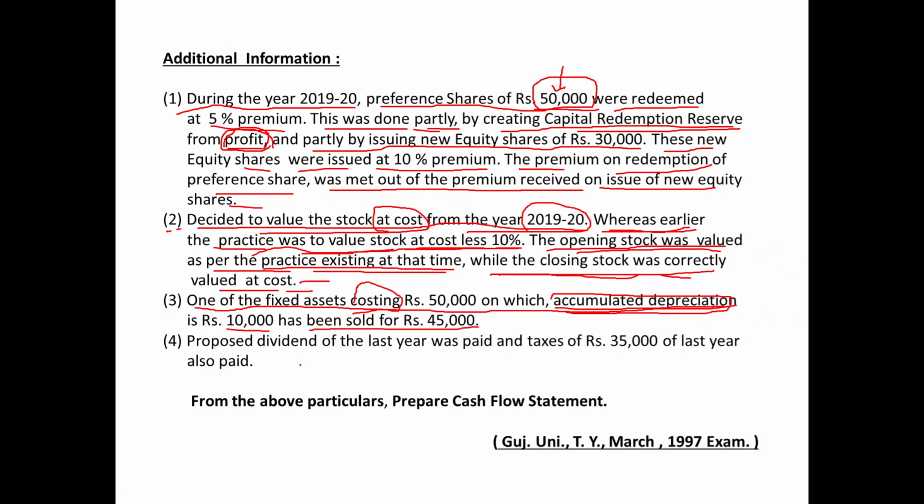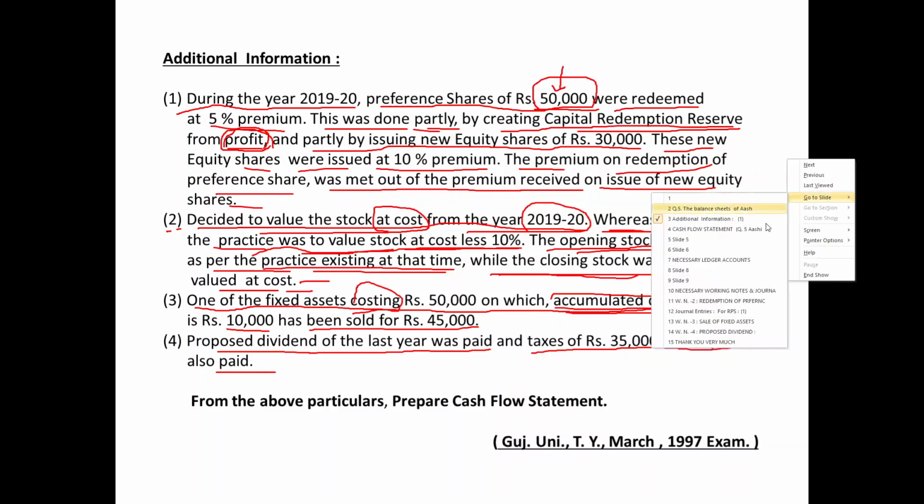Point number 4. Proposed dividend of the last year was paid and taxes of rupees 35,000 of last year also paid. 2 transactions have been given, one for proposed dividend and another for income tax. Let us take one by one. Proposed dividend first.